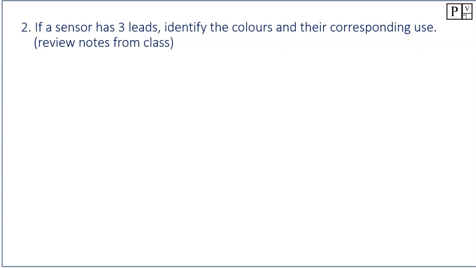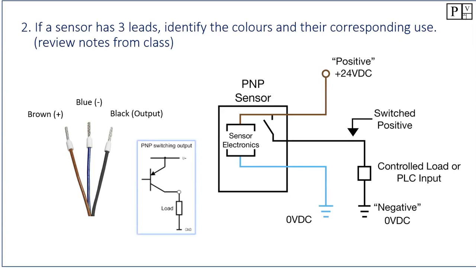So I said review the notes from the class. It's interesting that the Allen Bradley manual is phenomenal, showing us all the different types of sensors, but neglects to show us the wiring or the colors. It's very strange why that is missing from the manual. So from our notes that we've been taking in class, here are the colors for these guys on a 3-wire.